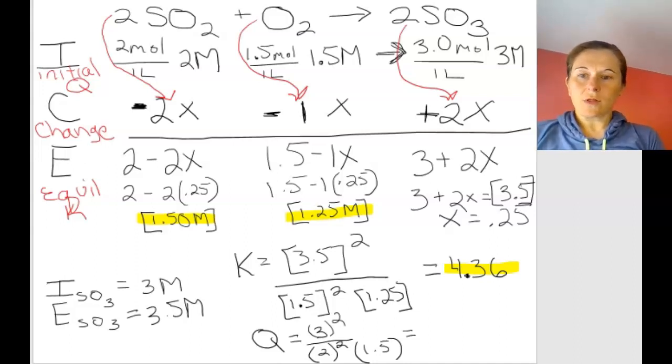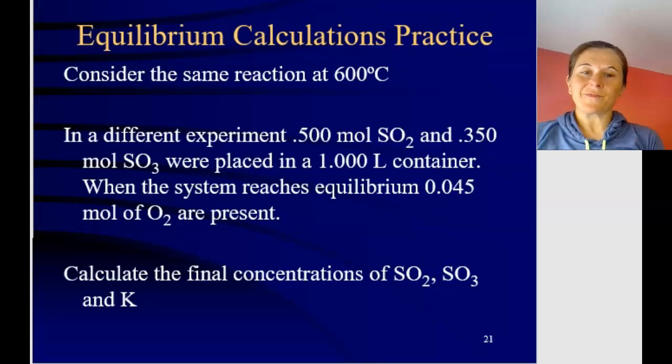All right. So let's look at another problem. All right, so we got the same reaction. You're going to use the same equation, but you've got different concentrations. You've got 0.5 moles, 0.35 moles. They're placed in a 1 liter container. When the system reaches equilibrium, 0.045 moles of O2 are present. What are the final concentrations of these guys and K?